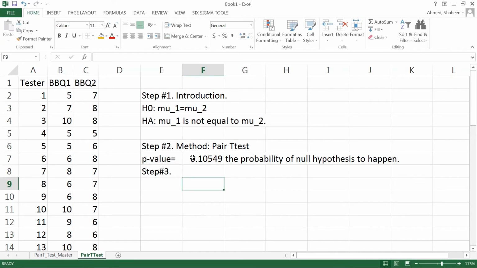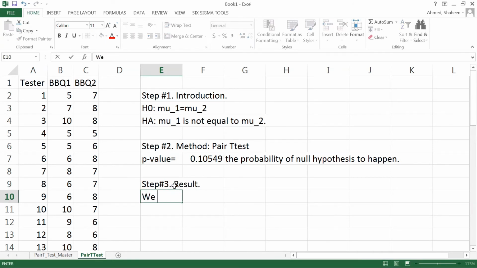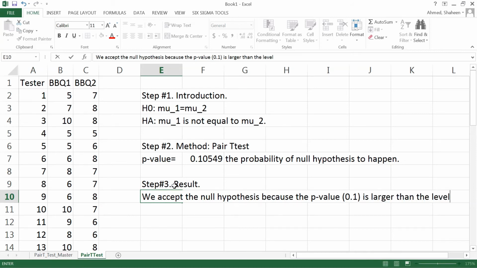Step number 3 is the result. So we write results like this. You say we accept the null hypothesis because the p-value is 0.1, which is larger than the level of significance. The level of significance is typically 0.05.